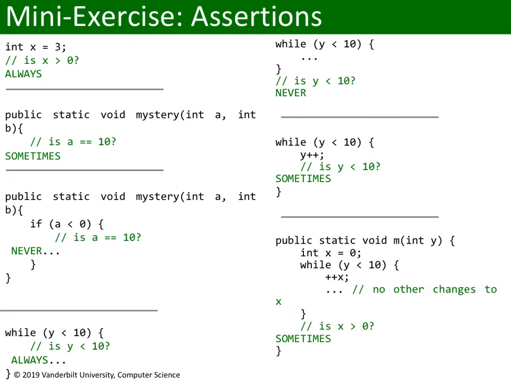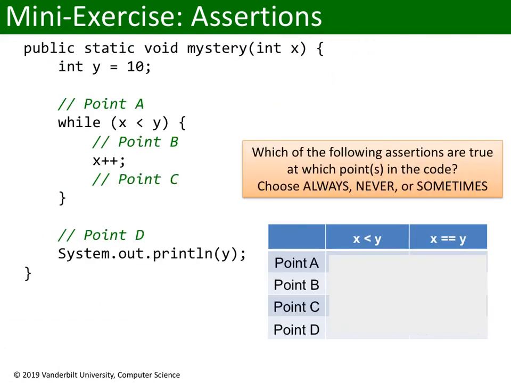Sometimes are kind of problematic because sometimes means we actually don't know anything about the state of the variable in that location, or we know very little. We can make no guarantees about the assertion that we would like to provide some sort of never or always guarantee about. Let's do another mini exercise. See if you can identify the appropriate value for these assertions at each of the points in the program. So which of these assertions is true at each of the points in the program?